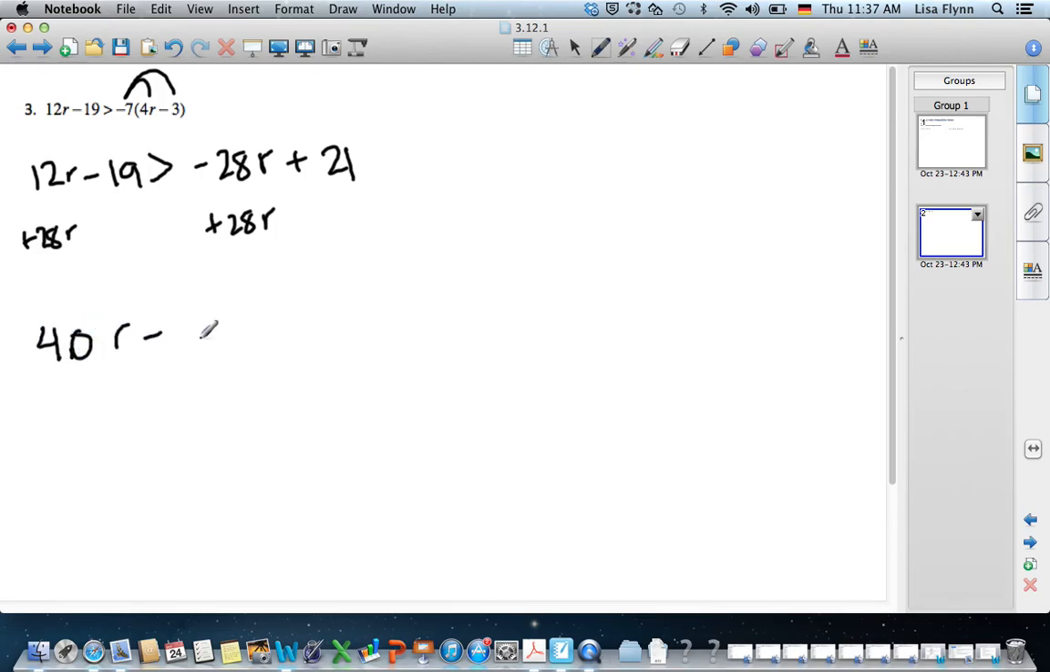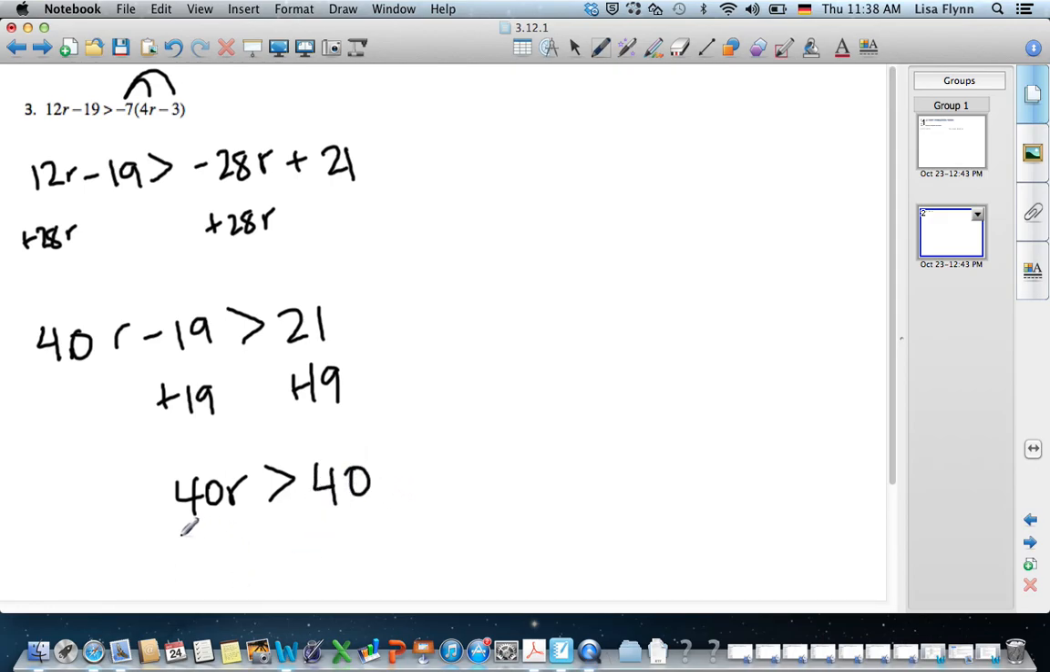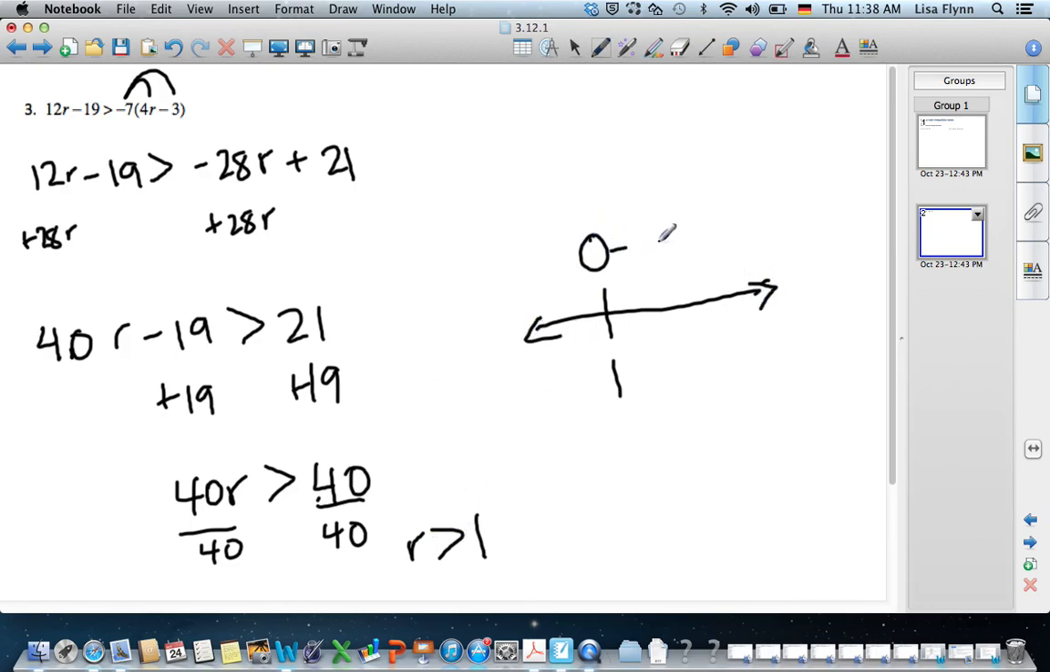minus 19 is greater than 21. Okay, plus 19, plus 19. Now we have 40r is greater than 40. Well, that makes it nice and easy. Divide by 40. So r is greater than 1. And again, I don't need to switch anything because I've divided by positive numbers. We still have a lot of open circles here. So we have r is greater than 1, open circle, greater than. All right, that's it for now.